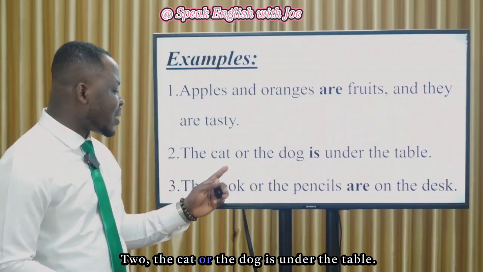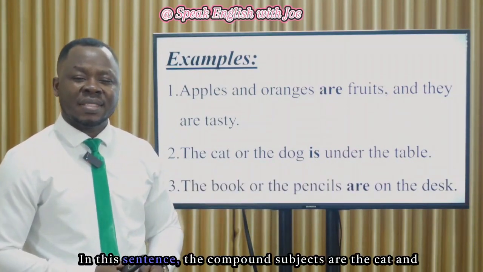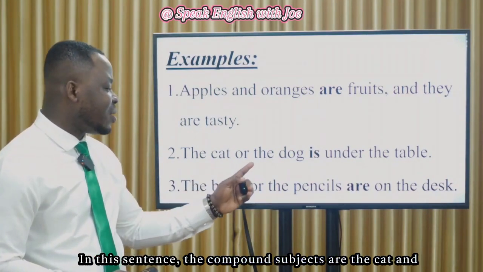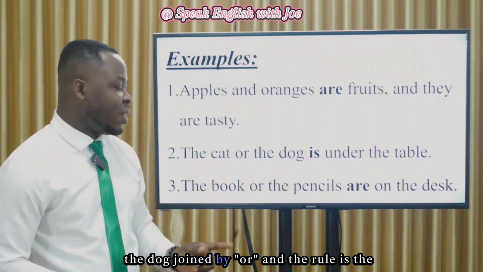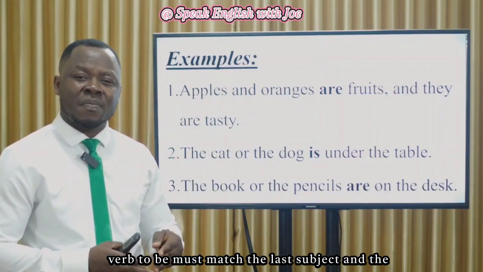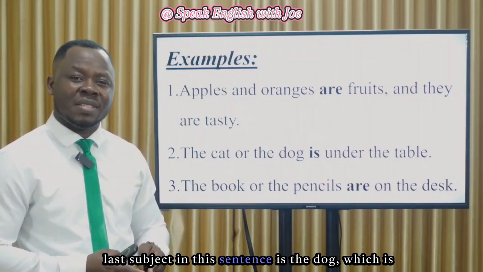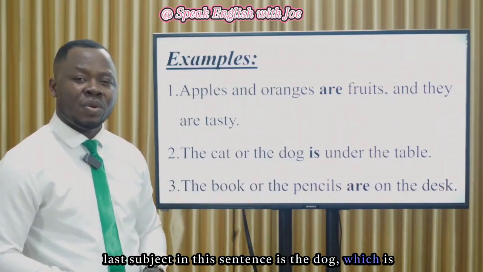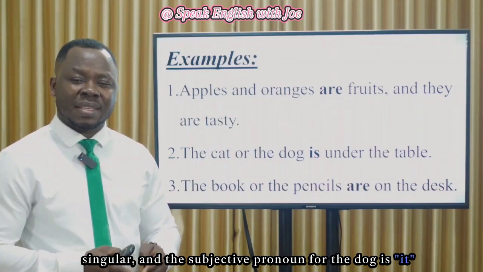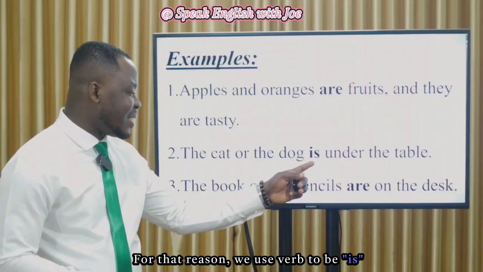2. The cat or the dog is under the table. In this sentence, the compound subjects are the cat and the dog, joined by or. And the rule is the verb to be must match the last subject. And the last subject in this sentence is the dog, which is singular. And the subjective pronoun for the dog is it. For that reason, we use verb to be is.